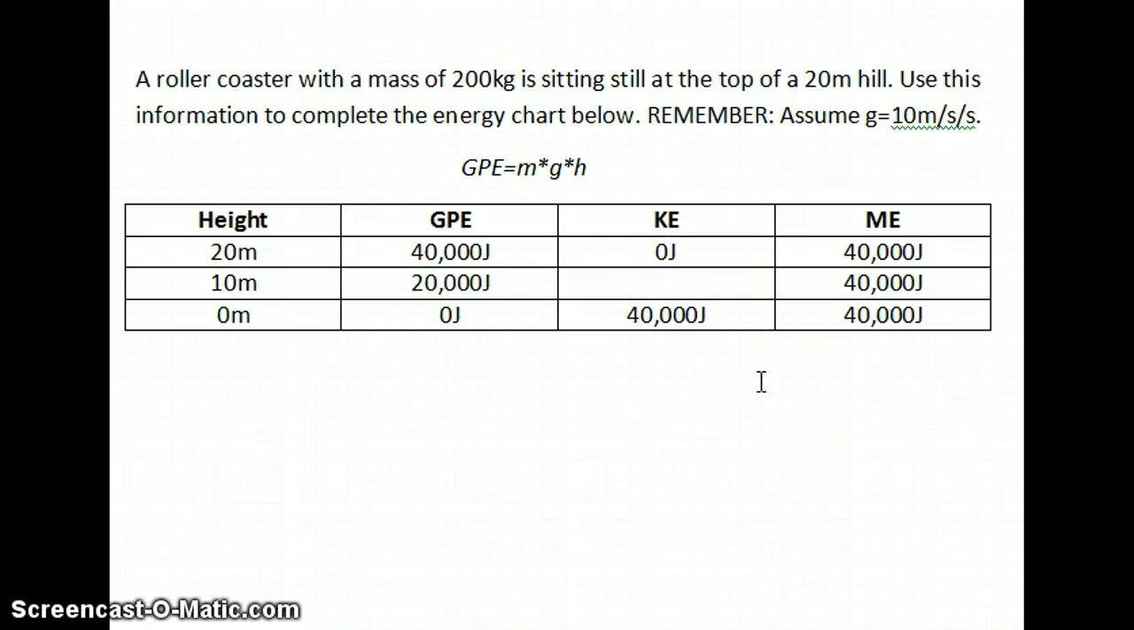So what should our kinetic energy be? I hear you yelling at the computer. It's 20,000 joules. Check your math. 20,000 plus 20,000 equals 40,000 joules.